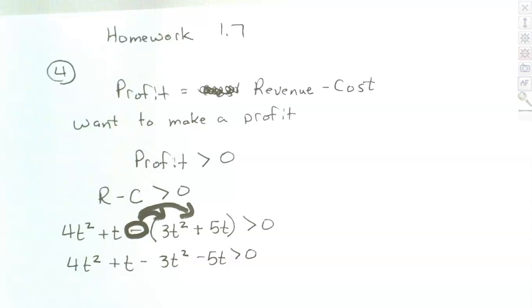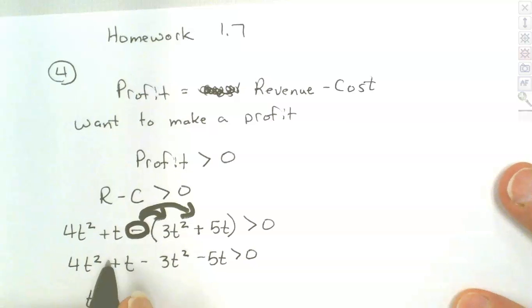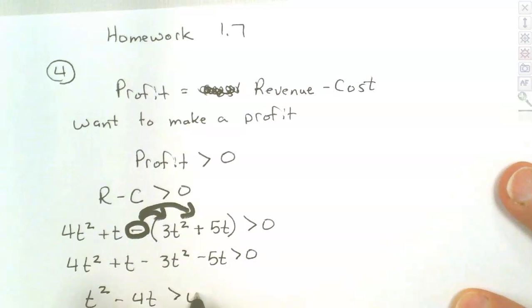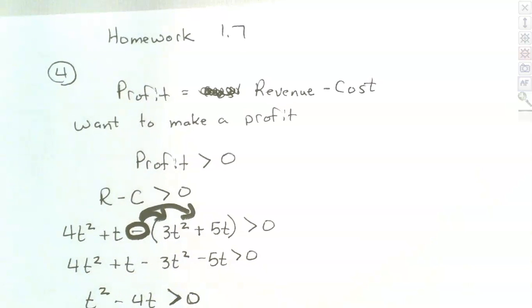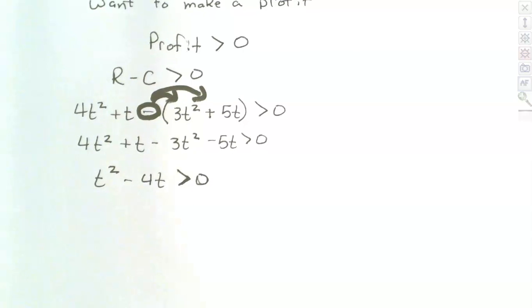So that's what we've got there. Make sure you've got everything copied down correctly. It all looks right here. Revenue minus the cost gives you the profit. So combine like terms. And what do we have? We have t squared. And then we have a t and a minus 5t. That makes it t squared minus 4t is greater than 0. So that's what we've got. I think you can finish it from there.